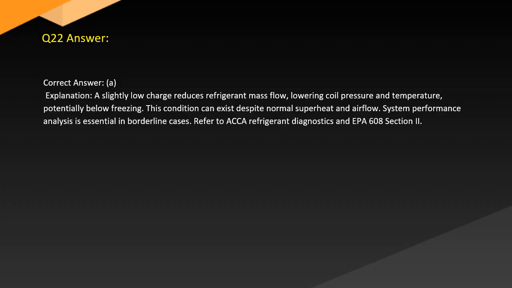Answer. Correct answer: A. Explanation. A slightly low charge reduces refrigerant mass flow, lowering coil pressure and temperature, potentially below freezing. This condition can exist despite normal superheat and airflow. System performance analysis is essential in borderline cases. Refer to refrigerant diagnostics and EPA 608 Section Roman.